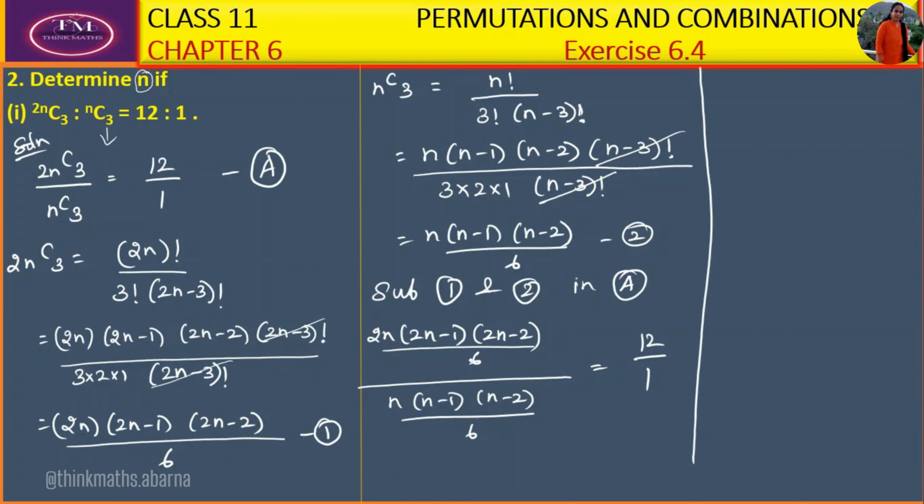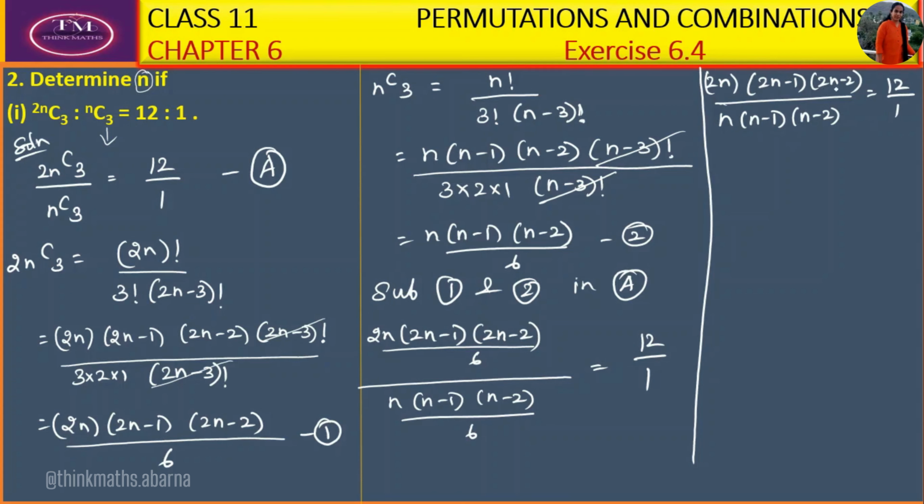Now, here both have denominator 6, so the denominator 6 automatically gets cancelled. So remaining we have 2n into (2n minus 1) into (2n minus 2) divided by n into (n minus 1) into (n minus 2) equal to 12 by 1.